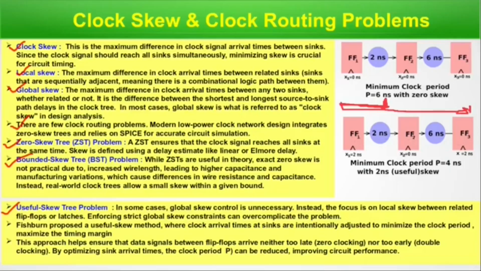So between FF1 and FF2 a skew happens because of a combinational logic path. If the signal takes 2 nanoseconds for this path, then when it's reaching FF2 it's basically 0 skew, and when it's reaching here in 6 nanoseconds, it's effectively becoming 4 nanoseconds with 2 nanoseconds skew. So the minimum clock period becomes 4 nanoseconds with 2 nanoseconds skew.